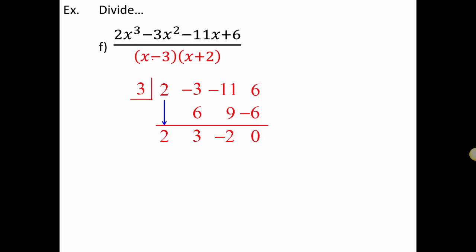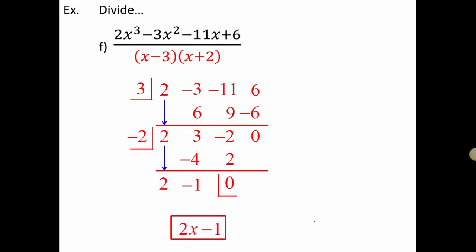Once I've got the first factor dealt with, move on to the second factor. X plus 2 becomes a -2. Prime the pump. 2 times -2 gives me -4. Add, multiply, which of course I don't need to do because it's all going to be zeros. So 0 represents my remainder. Final answer, if I started with a cubic, this is quadratic, so this is 2x minus 1. And there we have synthetic division.